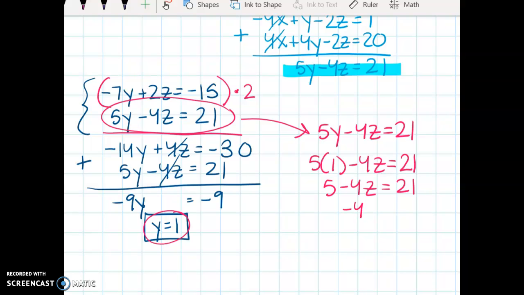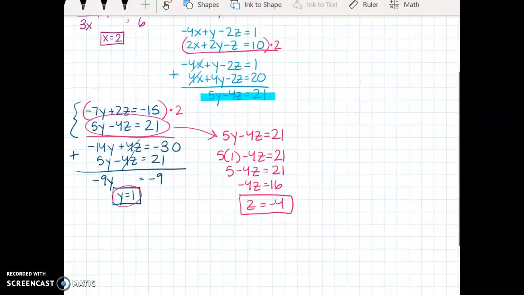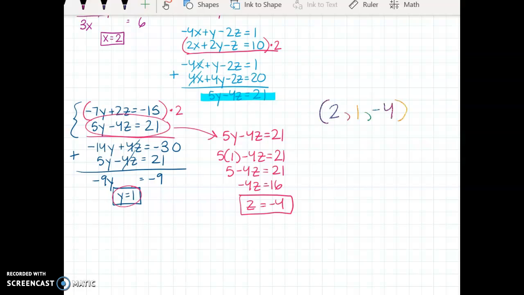Sorry for that pause. Negative 4z equals 16. So z is negative 4. And I actually now have found everything I want. So I have x, y, and z, and so my final answer is the coordinate point, not a pair anymore, coordinate trio, I guess, 2, 1, negative 4, in x, y, z order.